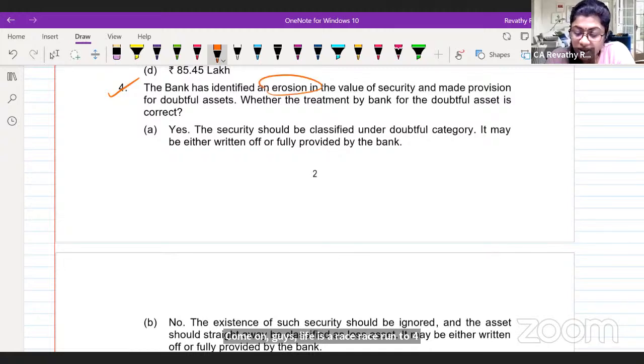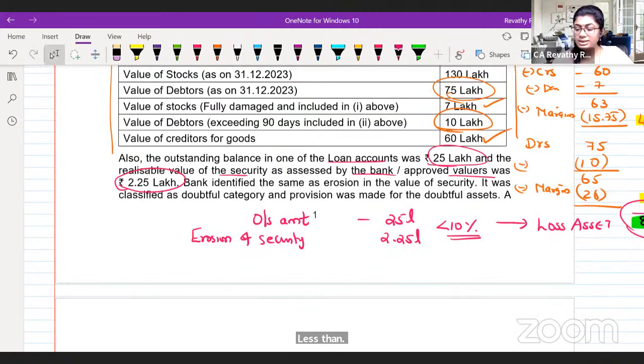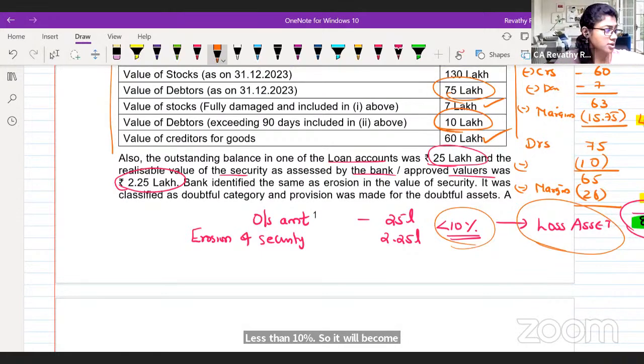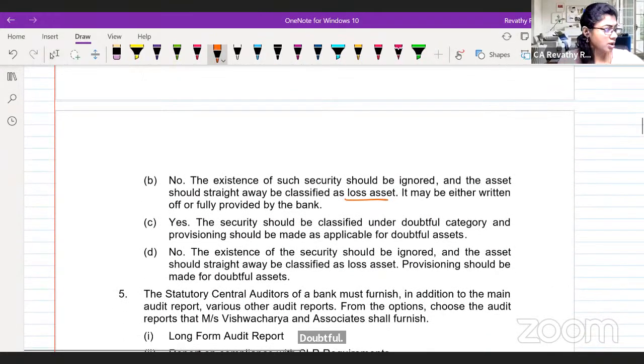Bank has identified erosion in the value of security and made provision for doubtful asset. But this also we discussed. Less than 10%, so it will become loss asset. So which option is right? Doubtful, loss, doubtful, ignored, straight away loss. So which is the correct answer?